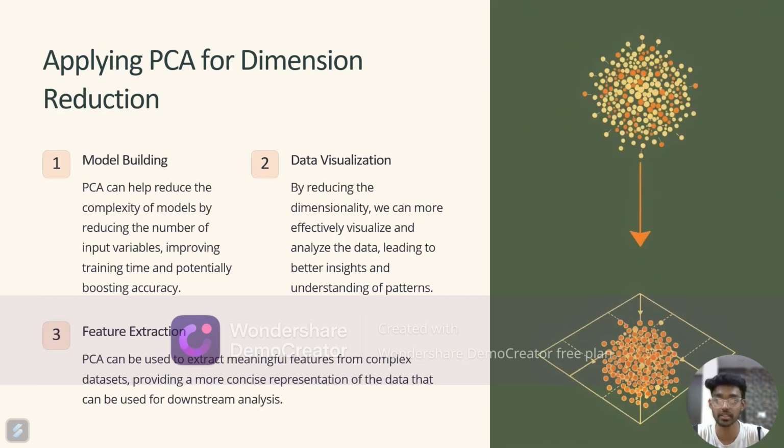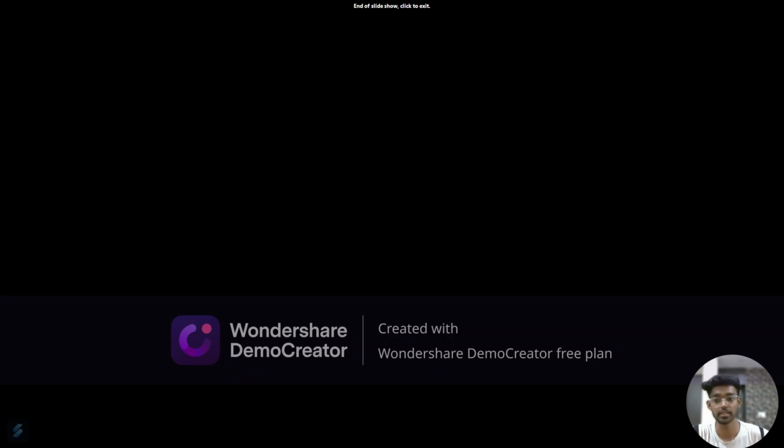Applying PCA for dimension reduction. First, model building. PCA can reduce the complexity of models by reducing the number of input variables, improving training time and potentially boosting accuracy. Second, data visualization. By reducing the dimensionality, we can more effectively visualize and analyze the data, leading to better insight and understanding of patterns. Feature extraction. PCA can be used to extract meaningful features from complex datasets, providing a more concise representation of the data that can be used for downstream analysis.